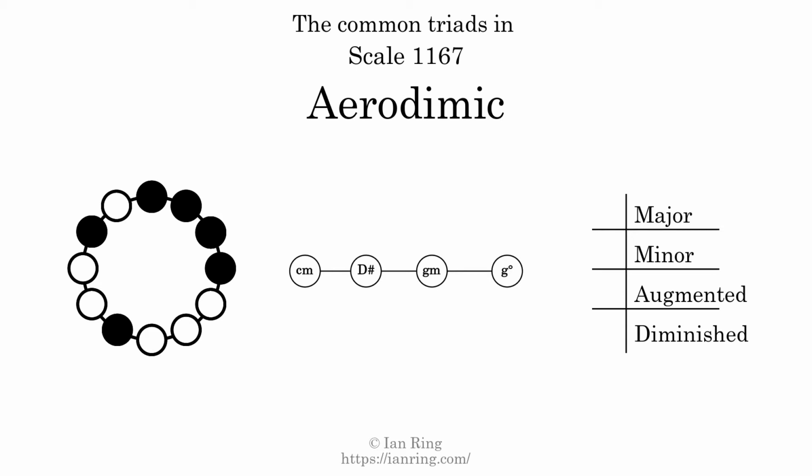The diagram in the center is a graph of parsimonious voice leading between triads. There is one major triad. There are 2 minor triads. There are no augmented triads. There is one diminished triad. Here is a Hamiltonian path of parsimonious voice leading that uses all the triads.